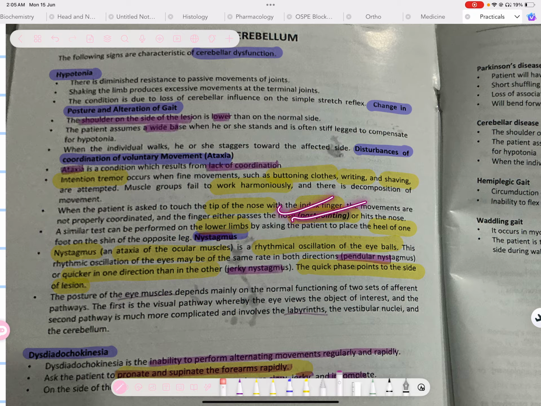Other than past pointing, there's one more thing. If you have to ask the patient to stand up, and this is basically performed on the lower limbs, you have to ask them to place the heel of, let's suppose, their right foot on the shin of the left leg. So if they're able to do that and stand properly on one leg, and they're able to maintain the balance, that means the cerebellum is all good and fine. If not, then obviously they'll have cerebellar dysfunction. Nystagmus is also there. Before that, let's just look at the gait.